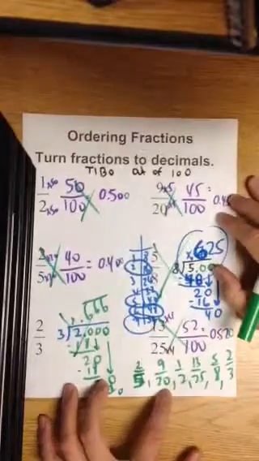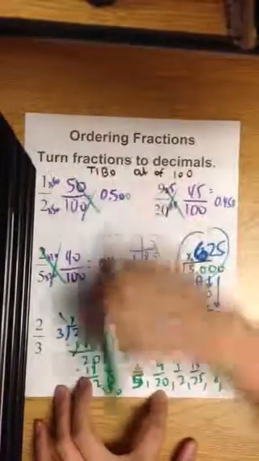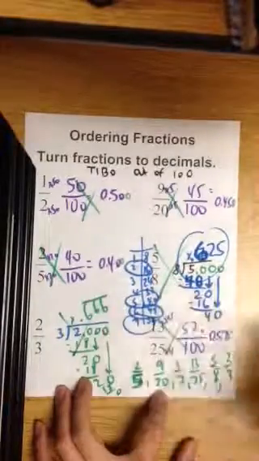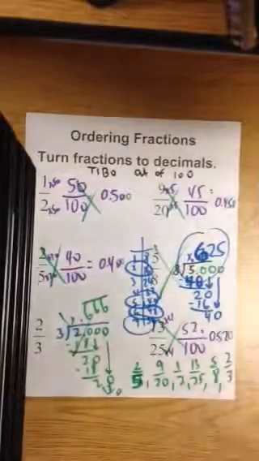So to put fractions in order, turn them to a decimal equivalency. Determine which ones are out of 100 and which ones need Tae-Bo. Then put them from least to greatest or greatest to least. This is ordering fractions.